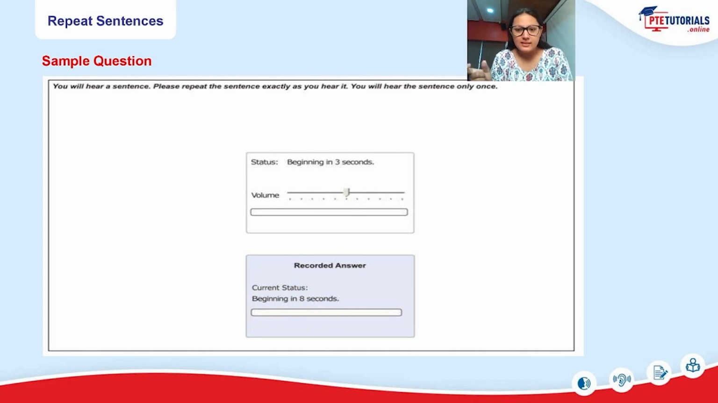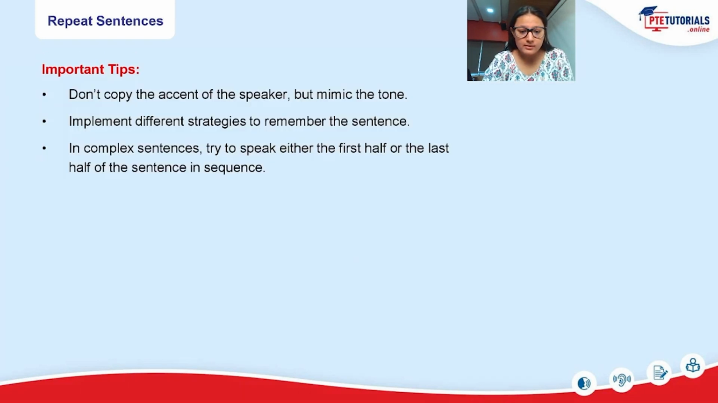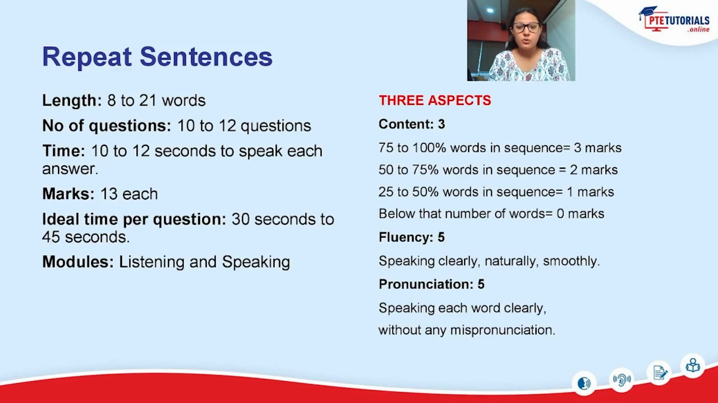So there will be a sentence. How many words? Might be 8 words. If it's difficult, 12 words. More than that, 17 or 18 words in that particular audio. Apart from that, we have to speak out the exact sentence. Why the exact sentence? Because we are getting the scores in the content. If we speak 75 to 100% of the words in sequence, we get 3. 50 to 75, we get 2. 25 to 50% of the words in sequence, we get 1 mark.